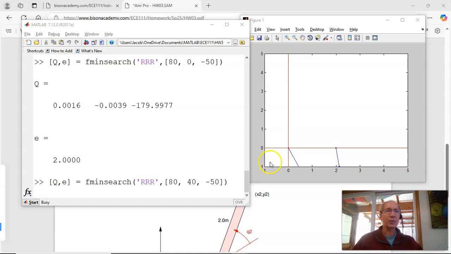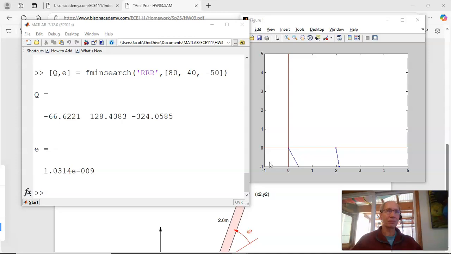But that's homework set number 3 for ECE 111, playing around with sines and cosines, stuff you're going to do when you take trigonometry. Only instead of solving the equations by hand, like you do when you take trigonometry, solve them using MATLAB.